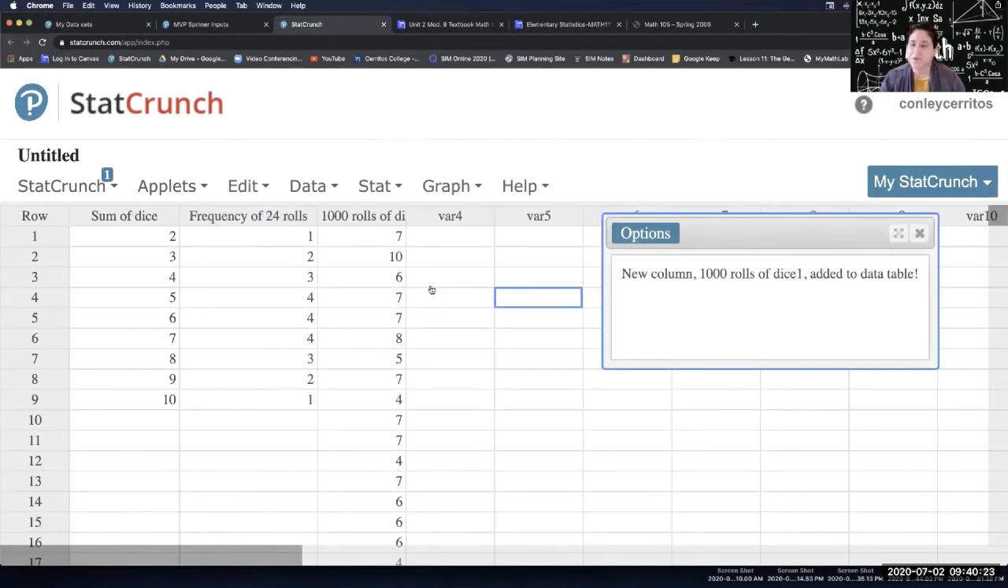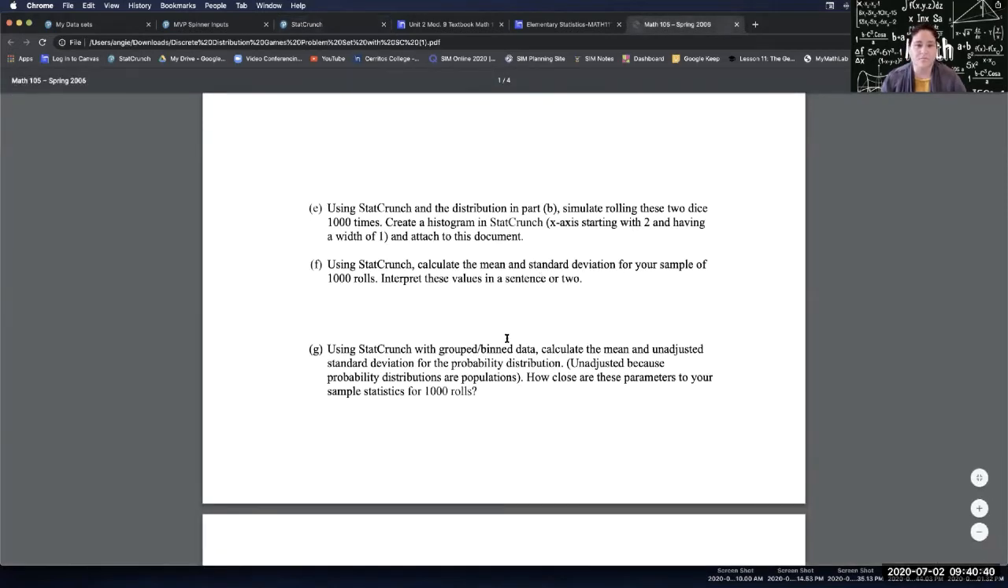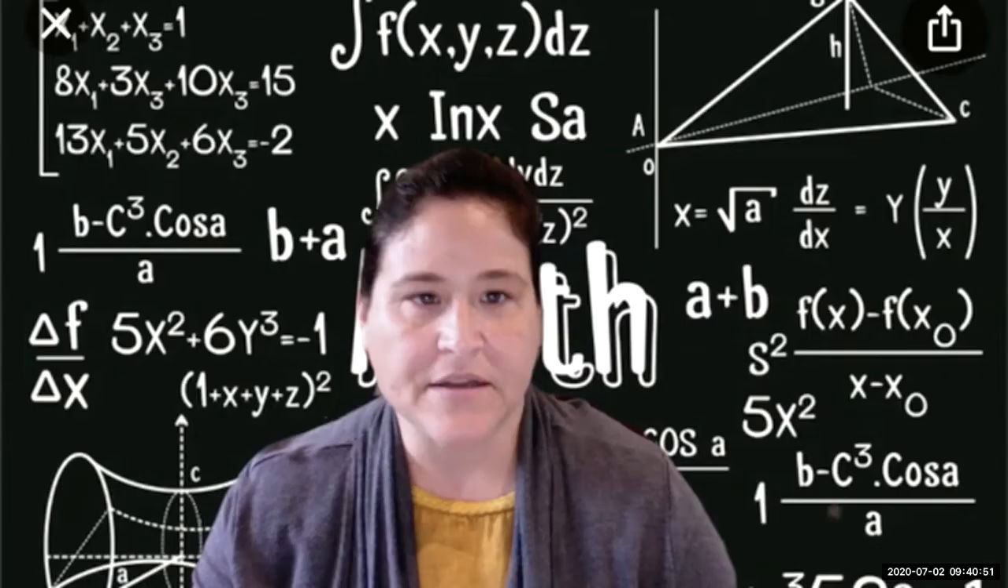So we each got something different because this is like each of us rolling the dice 1,000 times. I first rolled a 7, then I rolled a 10, a 6, a 7, 7, 8, and so on. You might have rolled a 5 first, something a little different. But in the worksheet now, we want to create a histogram, and we're going to start at 2 and have a width of 1. So I'm going to stop my share. And who wants to share their screen and show me how they do this?